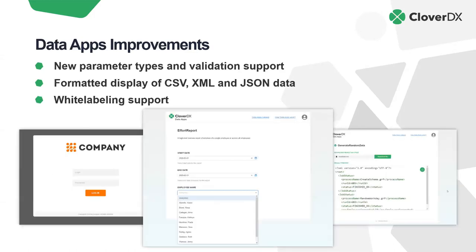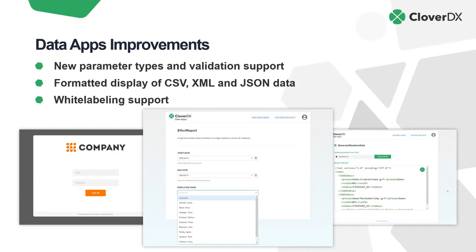So let's have a look at more details about the improvements. The first that I'll talk about are data apps. As I mentioned, we've improved the user interface quite a lot. I'll show you the demo later, but basically the improvements relate to new parameter types that we've added. Before you were able to use, for example, dates, strings. Now you can do numbers, including validation. You can do dropdowns, checkboxes that represent Booleans, and so on.